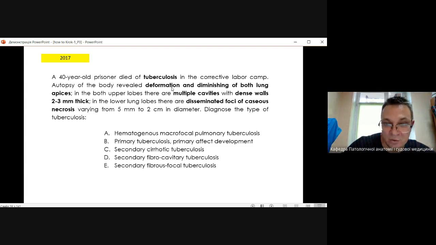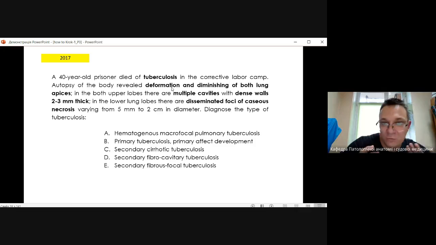For sure, that's tuberculosis. There are no other options. For sure, that's not primary, because primary tuberculosis is associated with the solitary single primary affect, right? We got multiple injury already. So multiple cavities and dense walls, cavities and walls of fibrous tissue. Just playing with words. Fibrocavitary tuberculosis is more logical in this case.